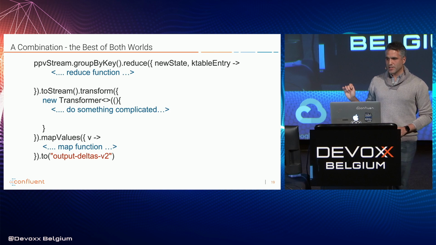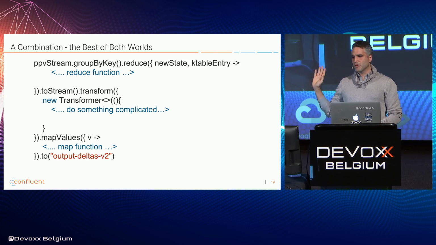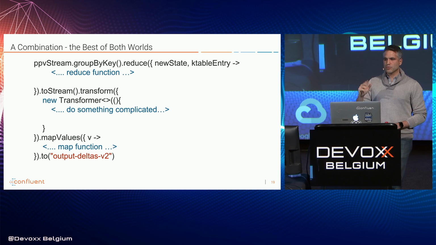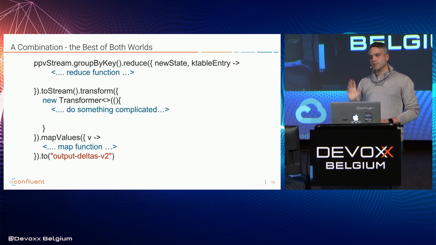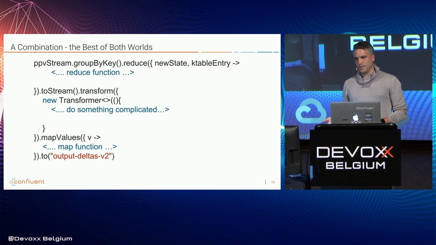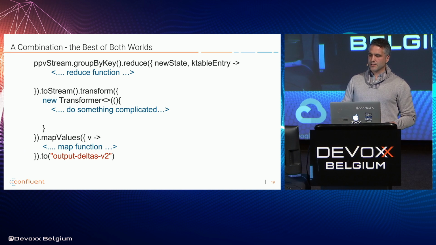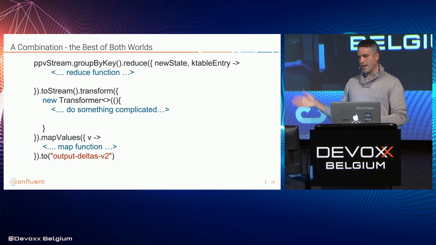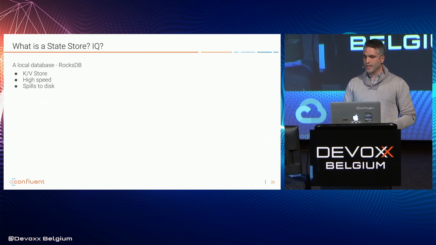Now, the real answer is to use both. In fact, use the DSL and then dynamically drop down into that transform level when you need to. So this is just a snipped example. Taking a stream, grouping it by a key, applying the reduce function, which gives you a sort of KTable, mutating it back into a stream again, applying a transformer to it, maybe doing some stateful processing there, using the DSL again to apply the map function, and then outputting to another topic. So the answer is use both.